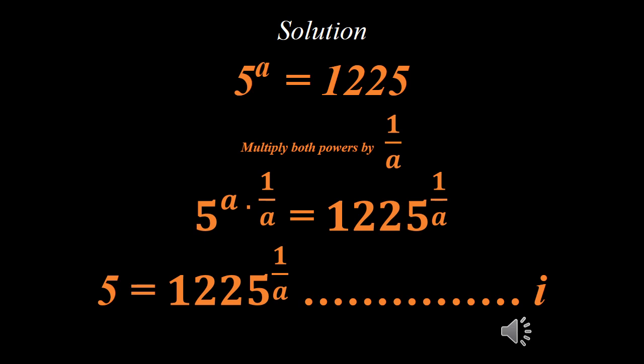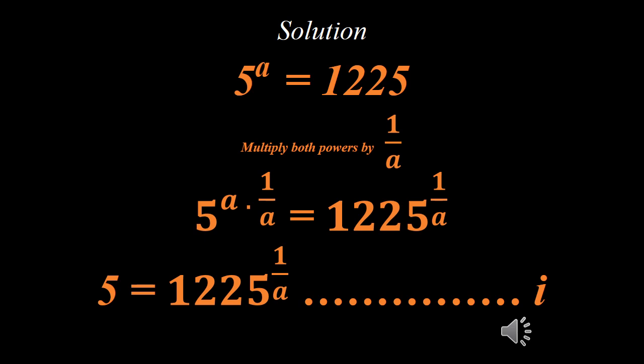Now the first thing we do here is to equate our 5 raised to power a equals 1225. Then we multiply both powers by 1 over a in order to eliminate the power a on 5. So we have 5 raised to power a multiplied by 1 over a. The dot there means multiplication. That equals 1225 raised to power 1 over a.